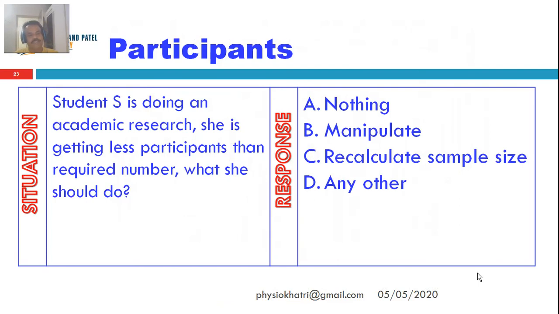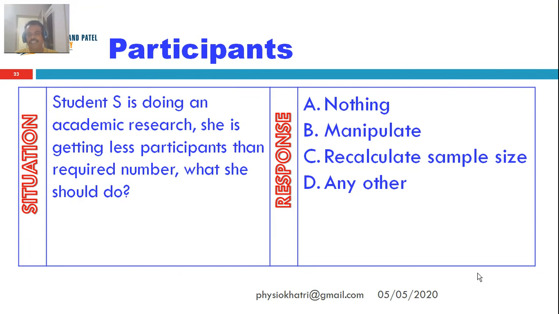Okay, the participants, this is a unique situation. Student S is doing academic research and is getting fewer participants than the required number. Now, what should she do? Do nothing, manipulate the number, recalculate the sample size, any other. Remember that just doing nothing is not a good thought. Manipulating the numbers is, once again, not a good option, because it is expected at the end of the day that as a researcher you should have one quality called honesty.